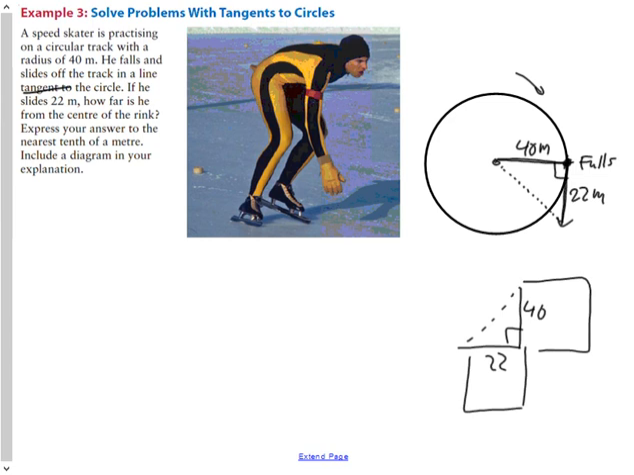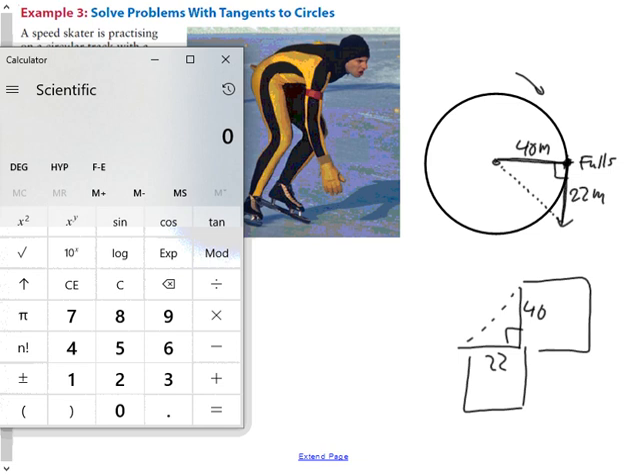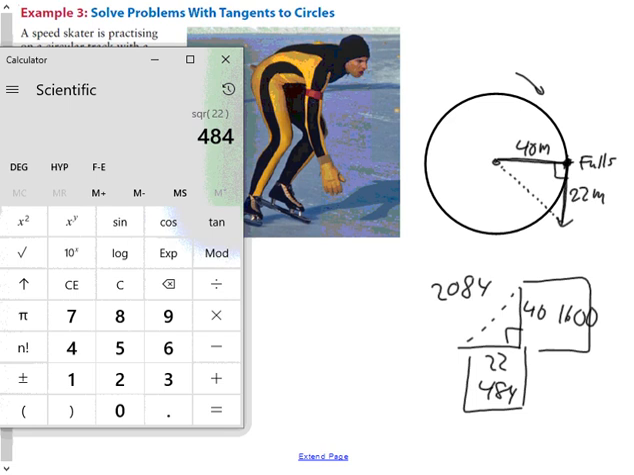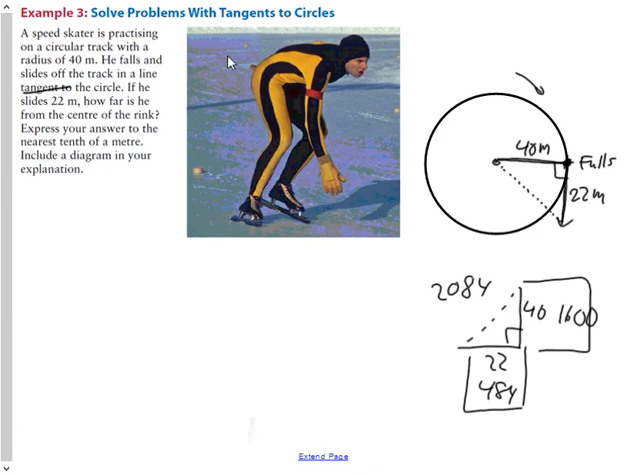22 squared is 484. 40 squared is 1600. So those two added together would be 2084. And if I take my calculator and go 2084, square root button, he is approximately 45.7 meters away from the center of the track.